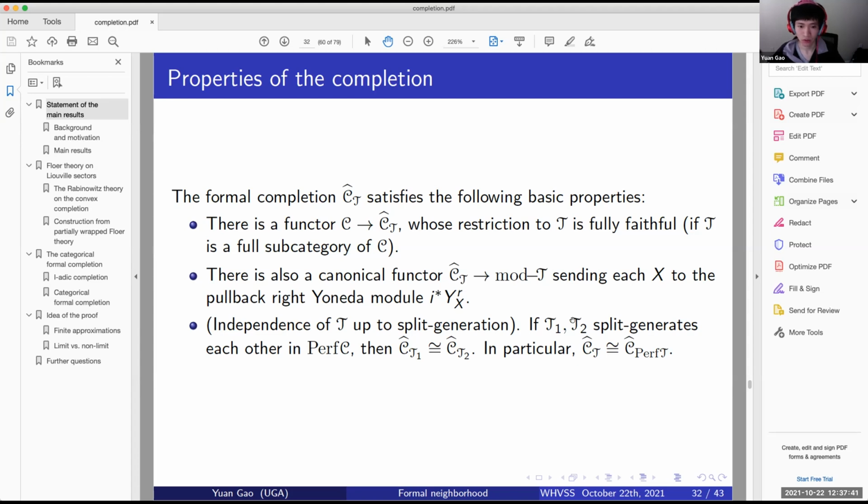And this formal completion is independent of T up to split generation. In particular, if two subcategories split generate each other in perfect complexes in C, then the two formal completions are quasi-equivalent. In particular, the formal completion along T is equivalent to the formal completion along the perfect complexes over T.